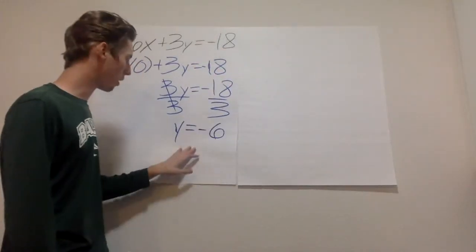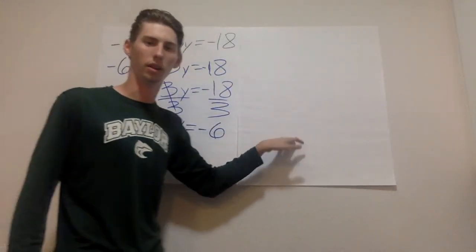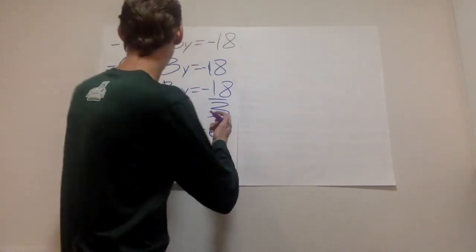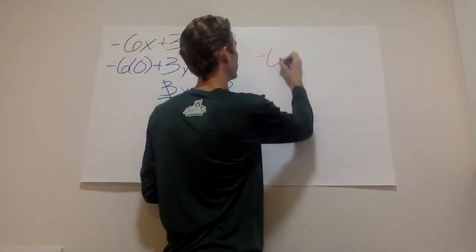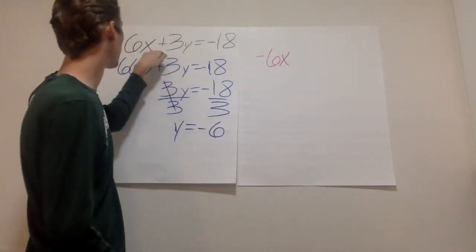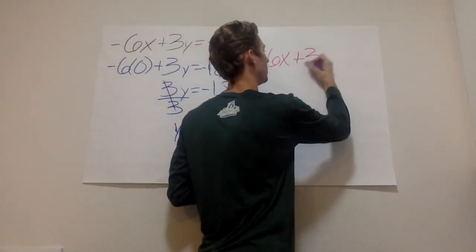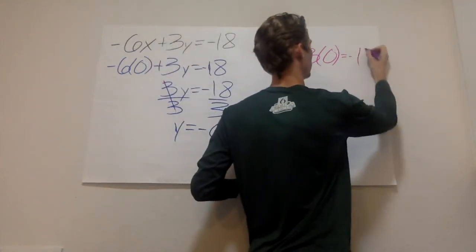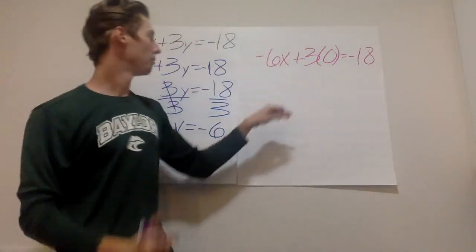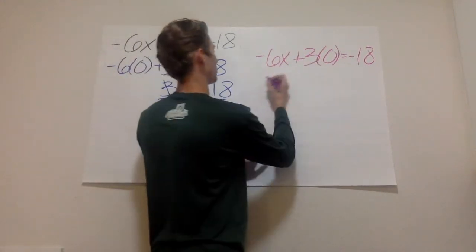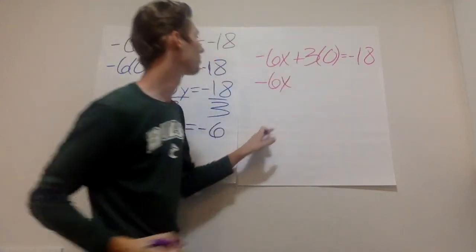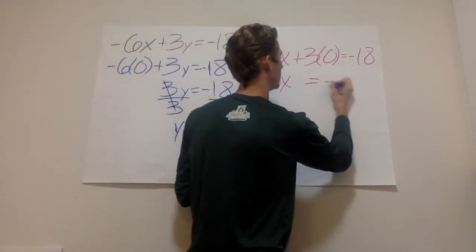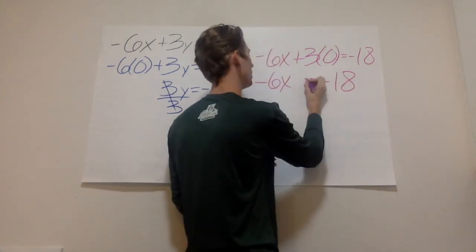All right, so we found our y-intercept over here. Now let's go over here and find our x-intercept by plugging in 0 for y. So -6x gets to hang out. Then we've got plus 3 times 0 equals -18. All right. So -6x, can't do anything with that. I'm just going to bring that down. 3 times 0 gives us 0, so that goes away. And you just end up with -6x equaling -18. Okay.